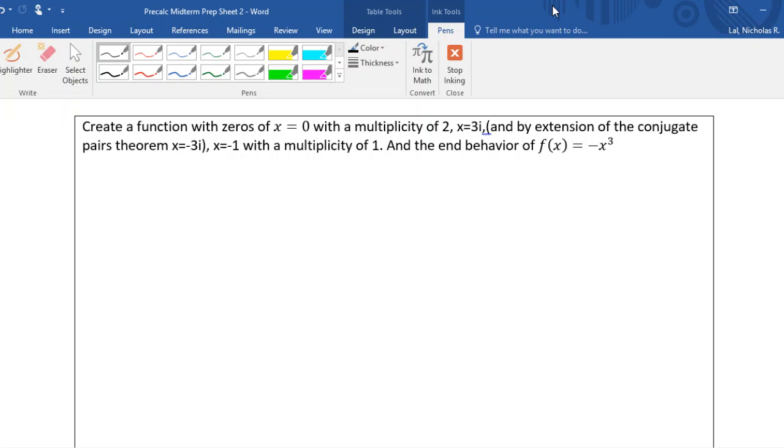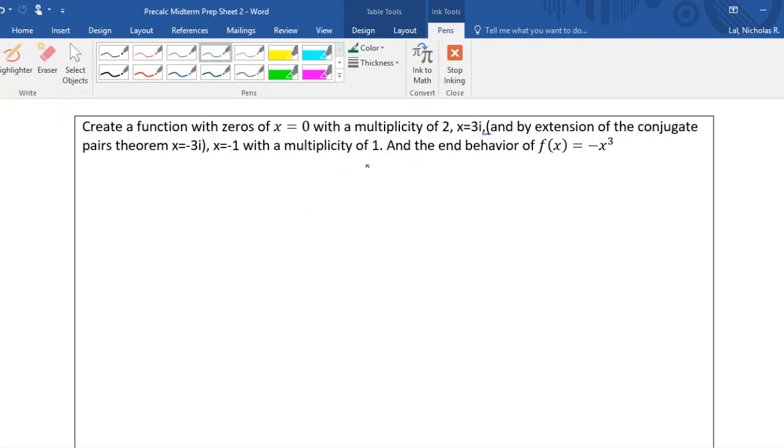Okay, create a function with zeros of x equals 0 with a multiplicity of 2, x equals 3i, and here's the hint. You will not get this hint on your midterm, and by extension of the conjugate pairs theorem, x equals negative 3i, and x equals negative 1. X equals 0 is a multiplicity of 2, and x equals negative 1. So regardless, let's not look at imaginary numbers first.